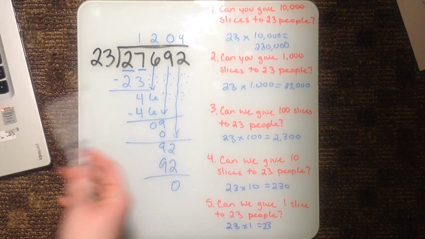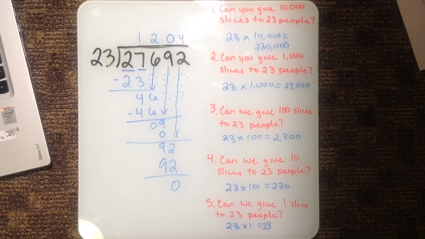So, if you had 27,692 slices of pizza, and you wanted to split them up evenly among 23 friends, each friend would get 1,204 slices of pizza.